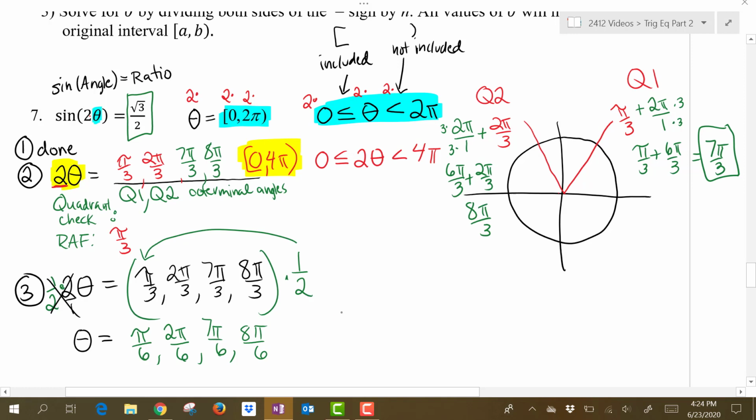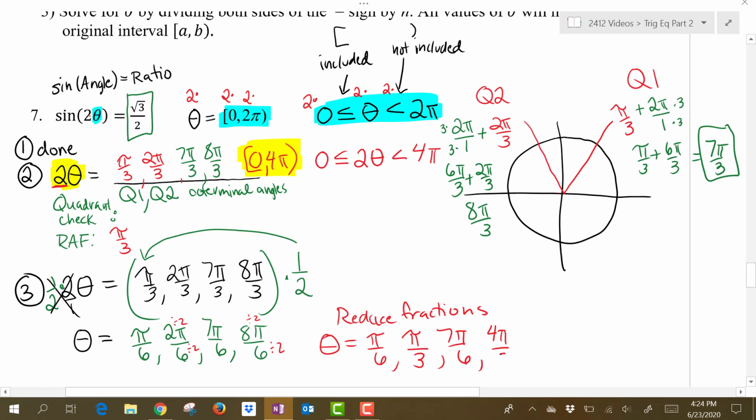Now, before we say that we're done and we have our answers, we always like to reduce the fractions. If there's any common factors, we always like to reduce those fractions. The first one is pi over 6, can't reduce that. The second fraction, 2 and 6, have a common factor. So let's cancel those common factors. Divide here by 2, divide here by 2. I get pi over 3. 7 pi over 6 is reduced as much as possible already. The third fraction, we have a common factor of 2 again, so I can divide the top and the bottom by 2. I get 4 pi over 3.